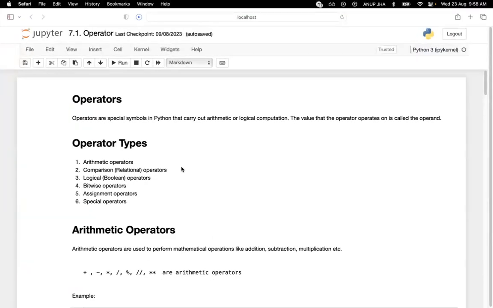Will you guys be able to see my screen? Is my screen and audio clear to you? Yes or no? So, yes.